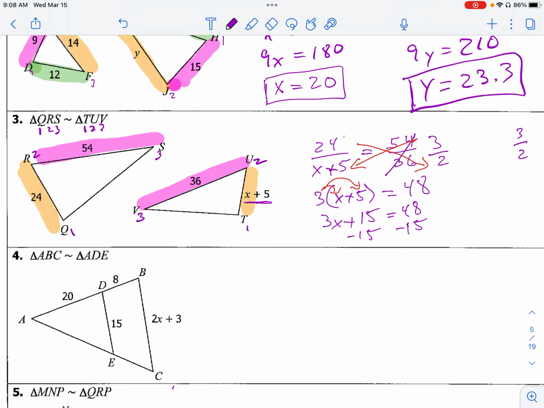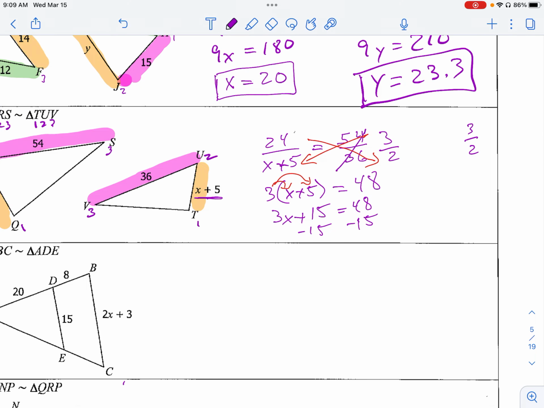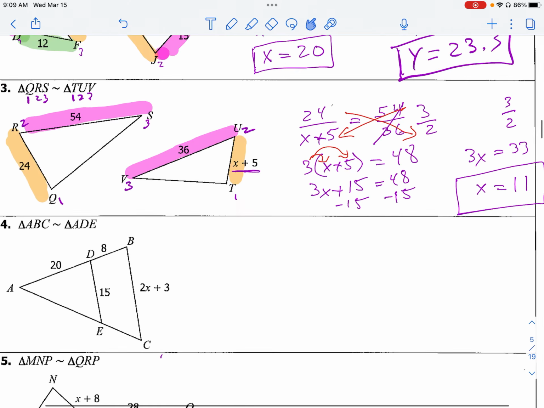Then we got to get the x by itself, and I'm going to move it over here, give myself a little more room. So we get 3x equals 48 minus 15, which is 33, x equals 11, and that's all we were asked to find, so we get to stop there.